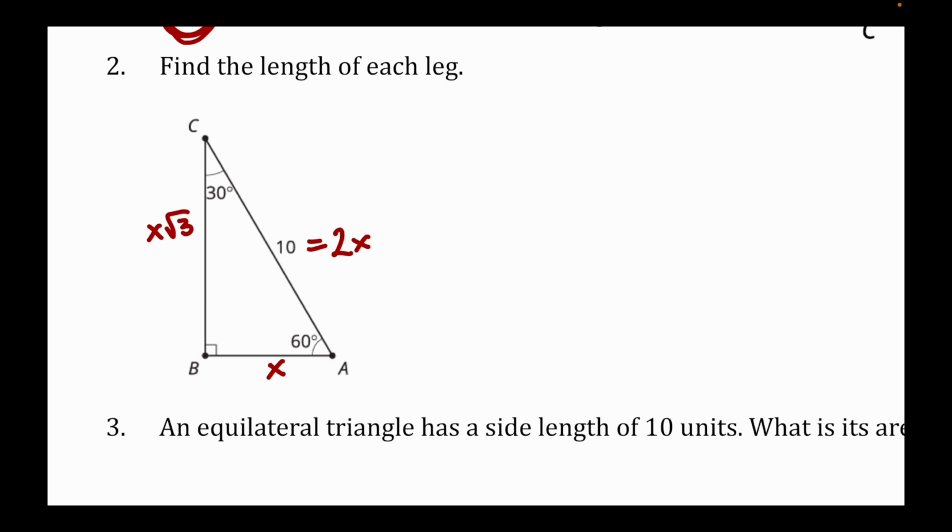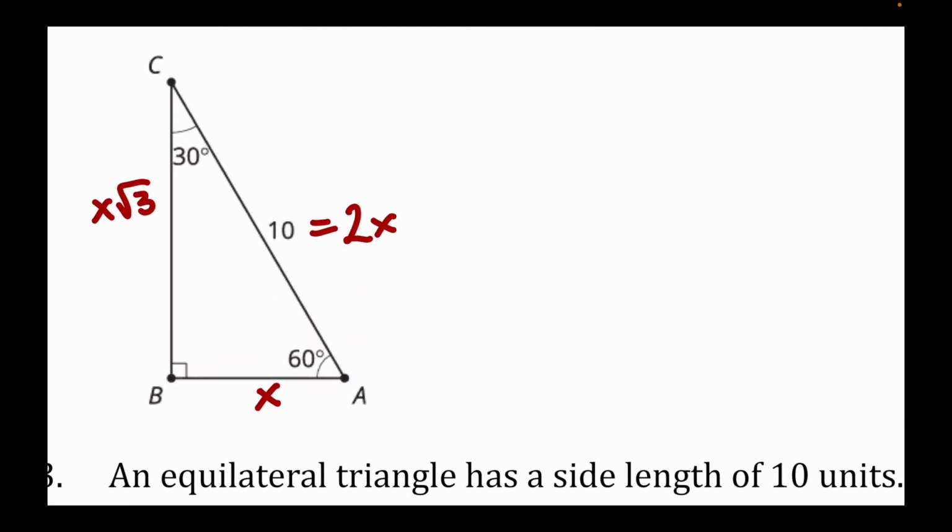Once we have the hypotenuse, it's possible, but it's more difficult to just jump straight from the hypotenuse to the long leg. It's easiest to go the path of finding just x first, or solving for x, and then plugging it in to find your x root 3. So if I was to find the length of each leg, I can do that by dividing both sides here by 2, and then I can get that x equals 5.